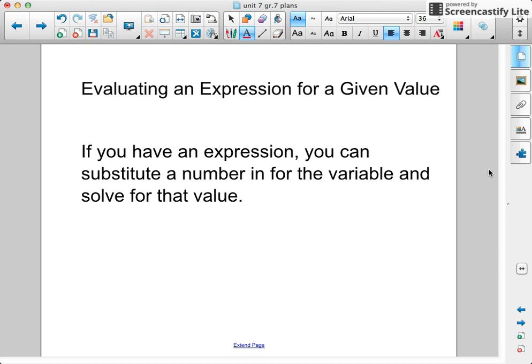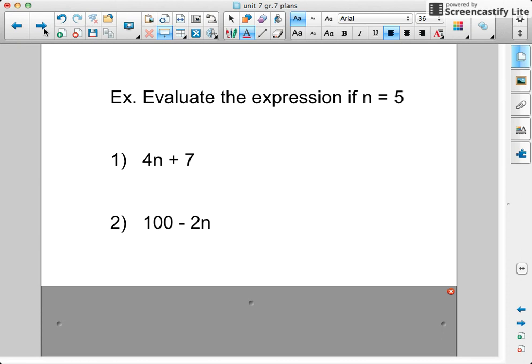So today in Math with McComish, we're going to go over evaluating an expression for a given value. So if you have an algebraic expression, you can substitute a number in for the variable and solve for that value. So in this way, you can use an expression to help you solve a problem. So let's just look at some examples.